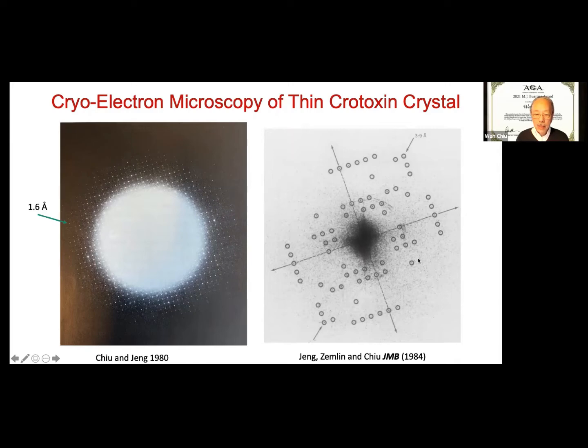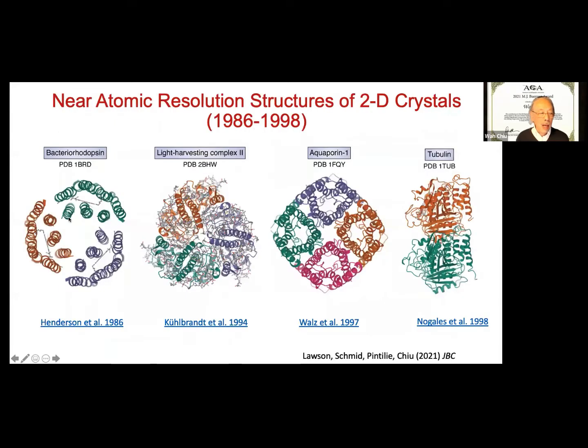Using this setup in subsequent years, Richard Henderson worked with Unwin to extend the structure analysis of bacteriorhodopsin, which was the first atomic model from a two-dimensional crystal by electron crystallography. Those specimens were embedded and kept at liquid helium temperatures. Following that work, Fujiyoshi in Kyoto developed an electron microscope with the JEOL company where one could keep the specimen also at liquid helium temperature.